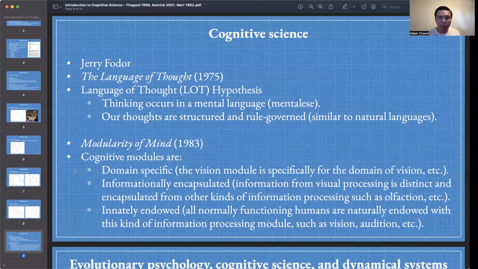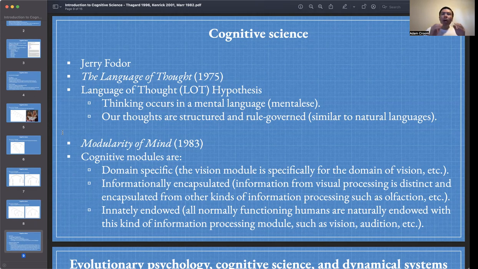Two, cognitive modules are informationally encapsulated. This means information from visual processing is distinct and encapsulated from other kinds of information processing, such as olfaction. And third, cognitive modules are innately endowed. All normally functioning humans are naturally endowed with this kind of information processing module. You have vision, you have audition, you have language, as natural instances of humankind. These are some of the most important properties of cognitive modules.